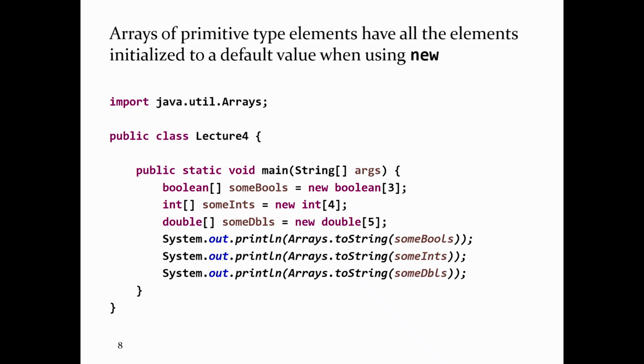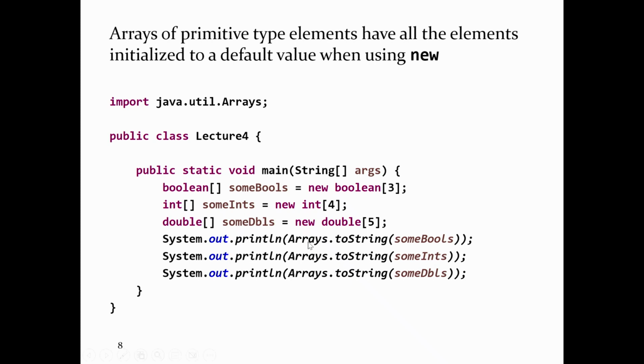If you want to print out the arrays, unfortunately, you can't use println and just say some bools, or use print and say some bools, or some doubles. If you do that, you get some strange string, some funny sequence of letters and numbers. Instead, you have to take the array, convert it to a string, and then print the string.